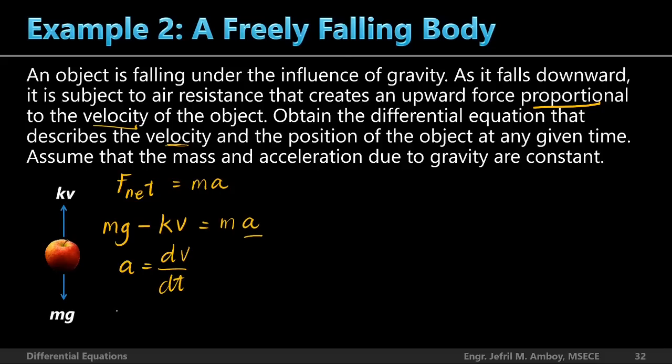So now, let me rewrite the differential equation. We have mg minus kv equals m times dv over dt. So we now have the differential equation whose dependent variable is v, and this v is the velocity of the object. This differential equation is the model that describes the velocity of the falling object. If we can solve it, then we can determine the velocity of this object at any given time.